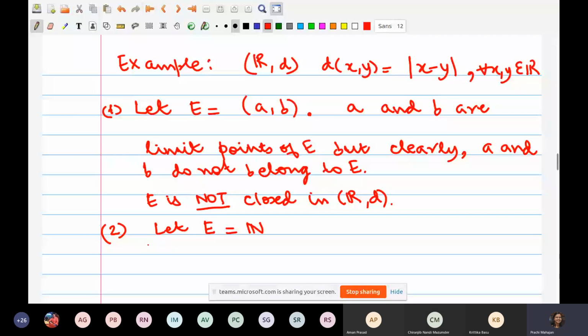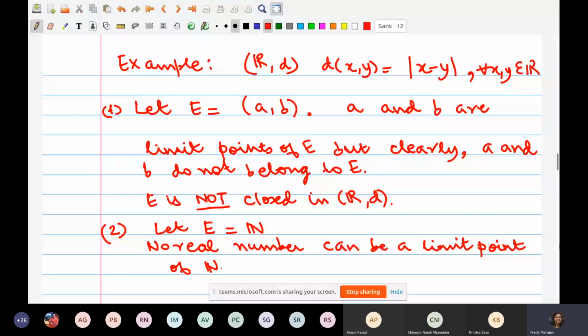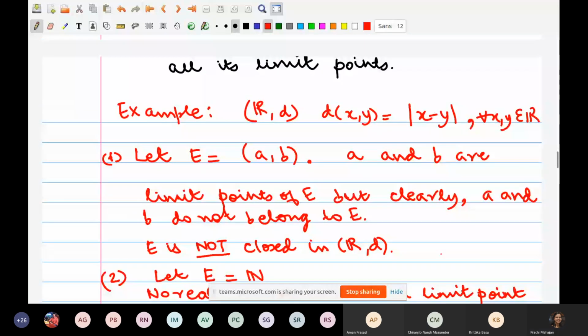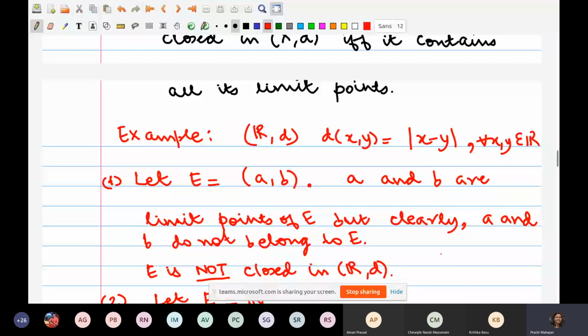No real number can be a limit point of the set of natural numbers. Correct? We saw this example last time, and hence the set of limit points of this set E is empty. Hence, this set is closed in the metric space RD. Is that correct? Everybody with me? Yes. Is this correct?